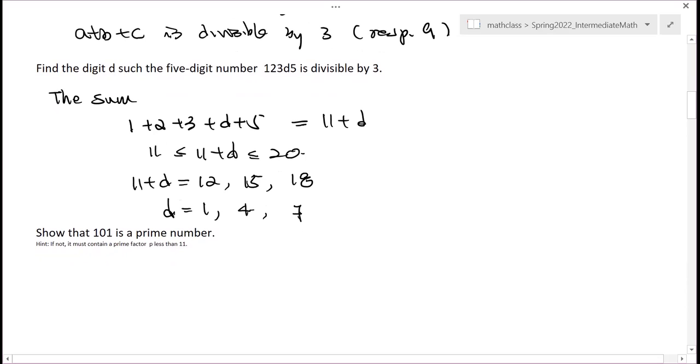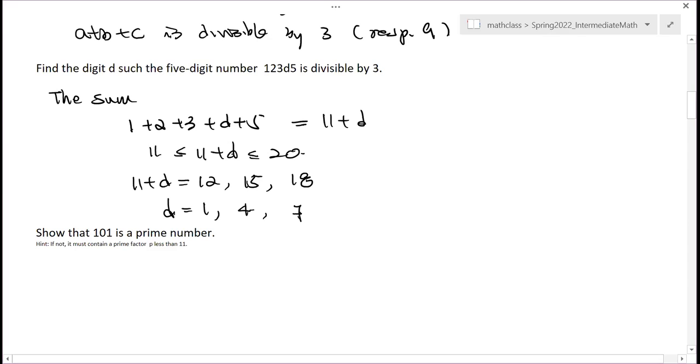Our next problem is to prove 101 is a prime number. This is the first prime number greater than 100. I give you the hint here: if not, it must contain a prime factor P less than 11. You know why? So how do we prove this kind of statement in mathematics? Because if you're given 101, it's harder to check whether this is a prime number if you don't remember it. So what do we do?